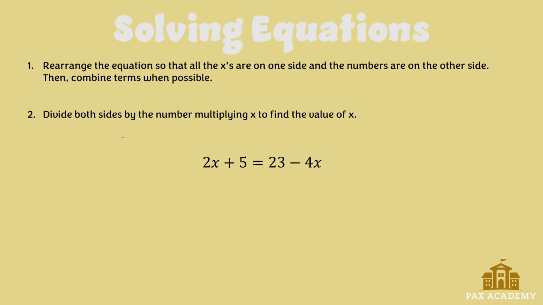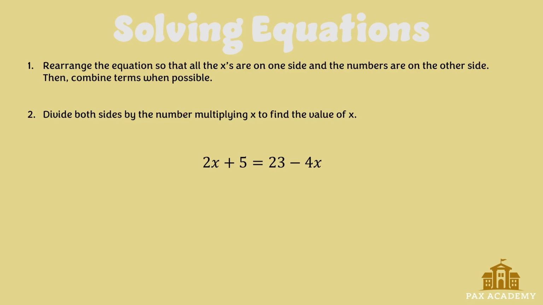So the first step in solving equations using this technique is to rearrange the equation so that all the x's are on one side and the numbers on the other side, and then combine terms when possible. The second step is to divide both sides by the number multiplying x to find the value of x. Let's look at an example to make things clear.